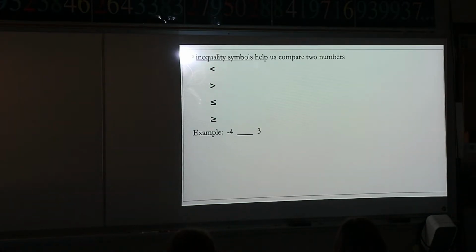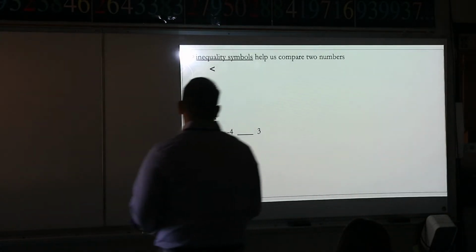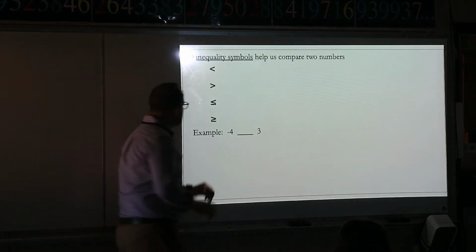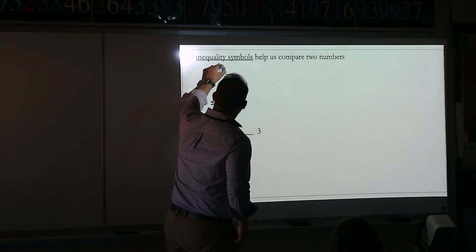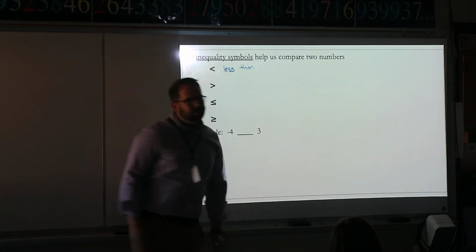The symbols are the things that most people in math get wrong because they don't know how to read it. Reading math is actually kind of difficult when you step back and take a look at it. But the first symbol, this is called the less than symbol. That's how you read it.